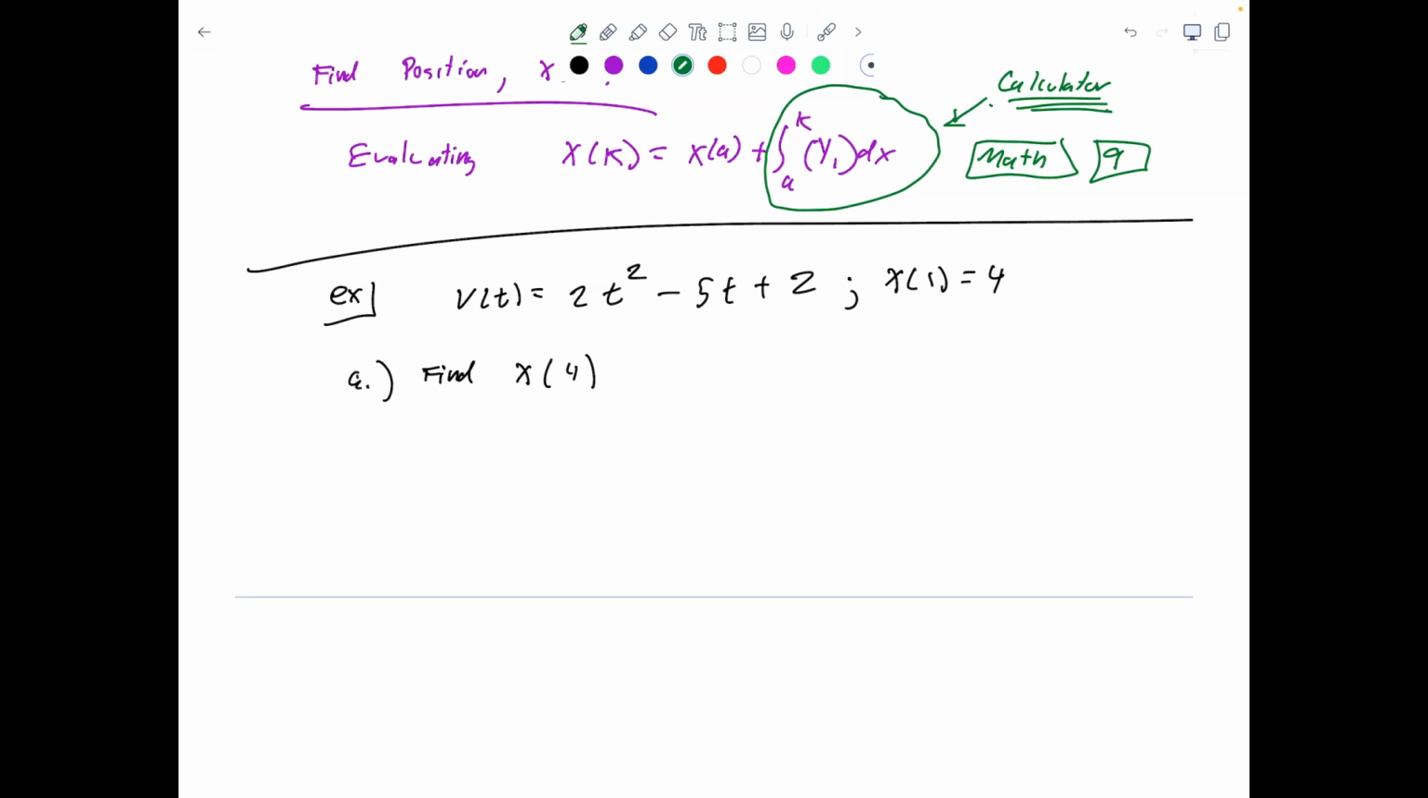Replace the t with an x. Okay? Don't worry about putting it as a t.